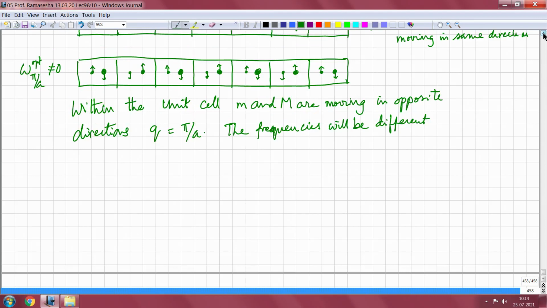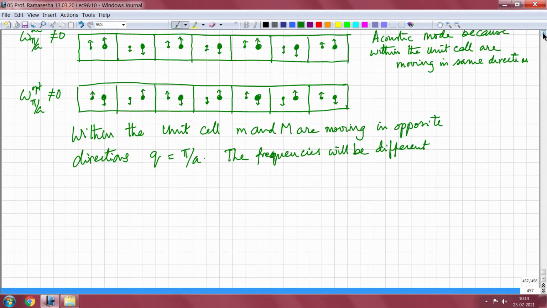Let us continue from where we left off, telling you how the motion of the atoms in a 2 atom per unit cell case is at q vector equal to pi by a. Like I showed you, there are 2 different kinds of motions, and these have different frequencies, obviously, because in one case the 2 atoms are moving together in the unit cell, in the other they are moving against each other. So if the masses are different, the frequencies will be different. We will try to figure out how actually we get different frequencies.